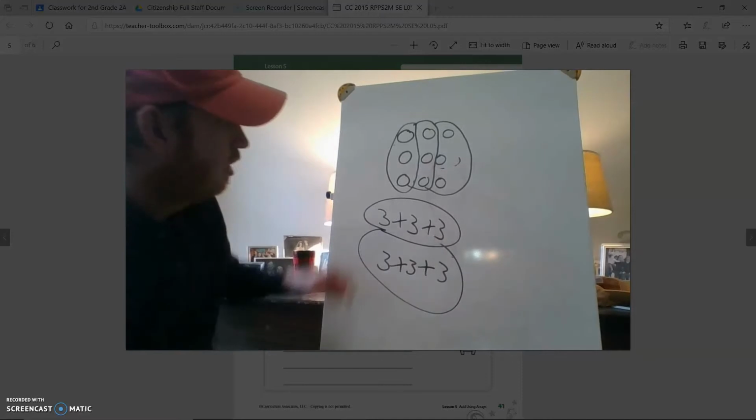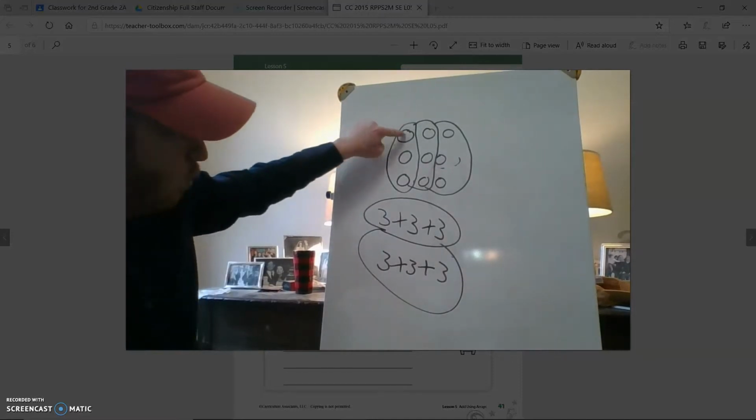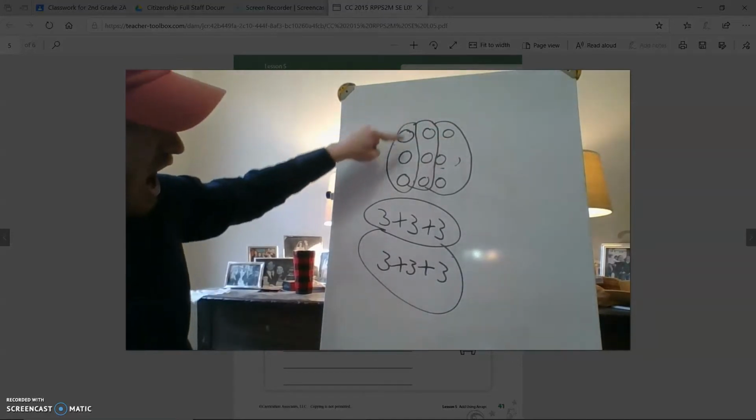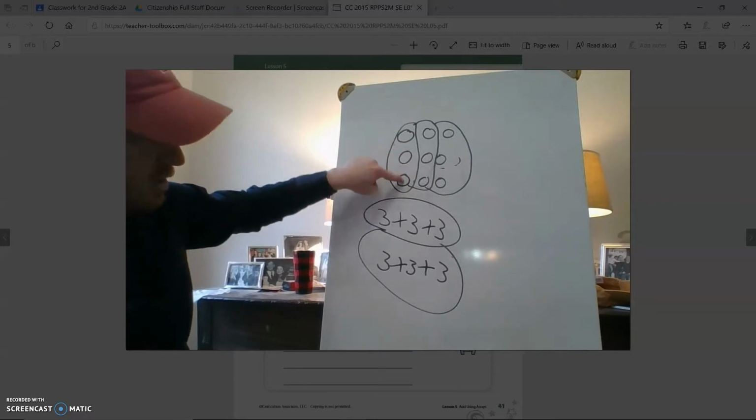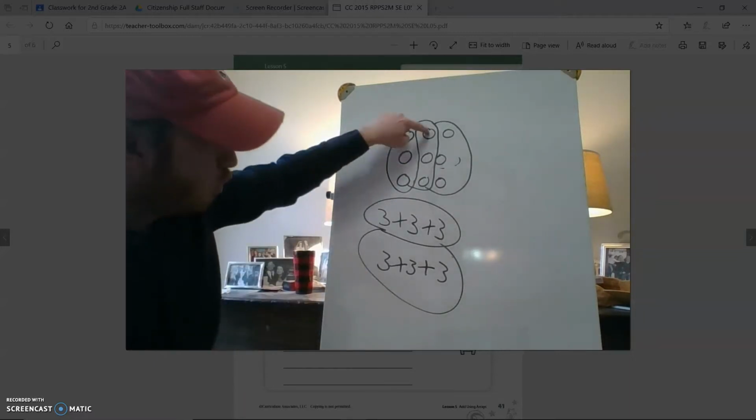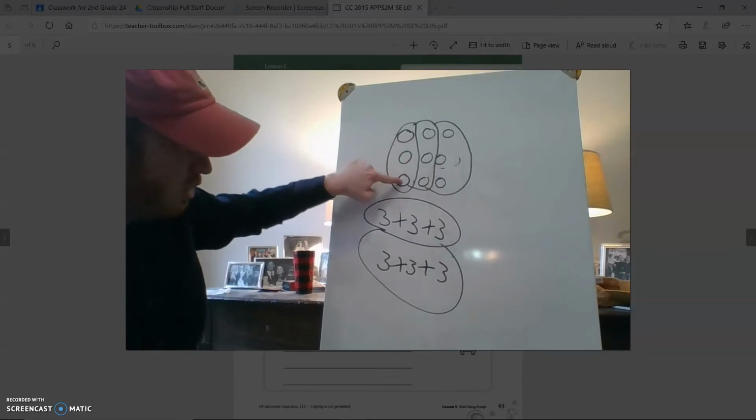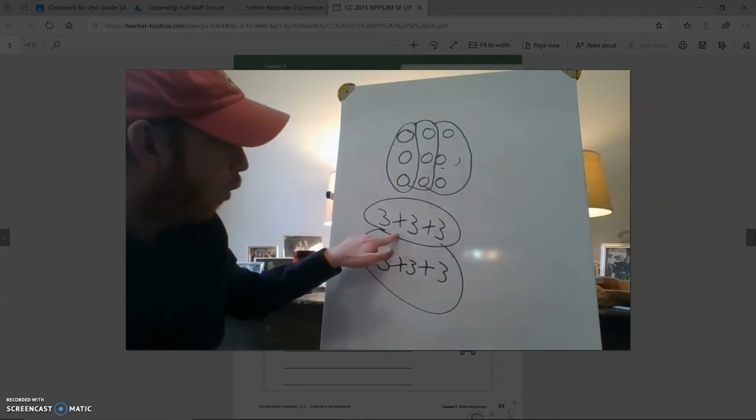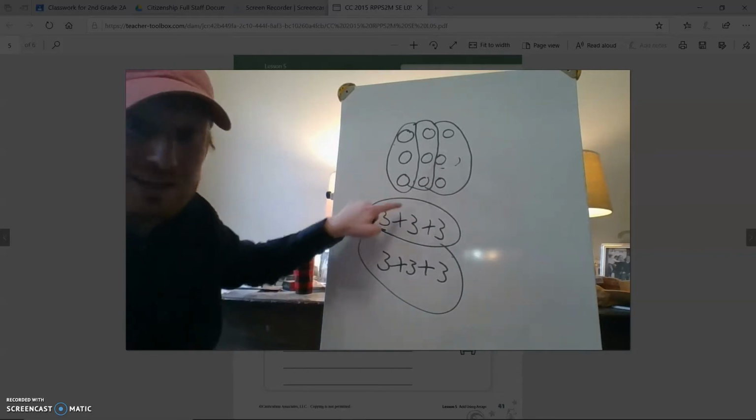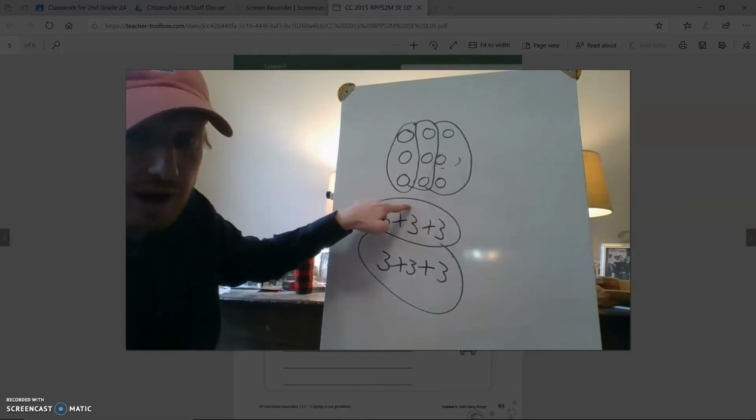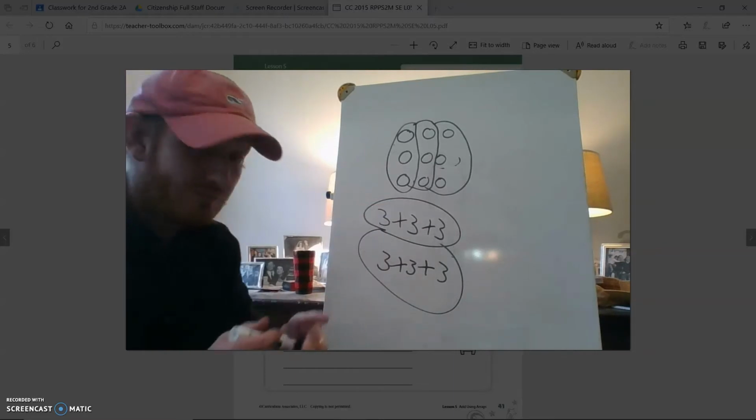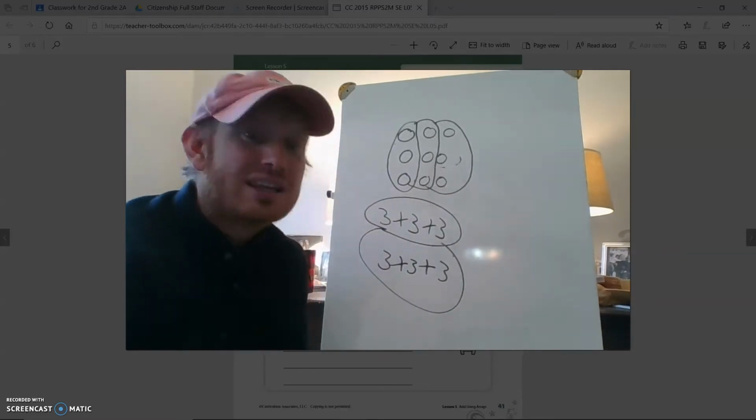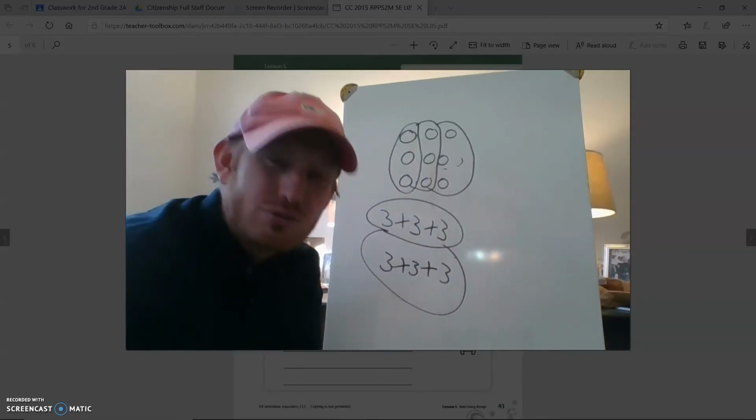And again, our rows had 1, 2, 3, and our columns had 1, 2, 3. And so when our rows and our columns are the same, we're only going to have one number sentence because it's the same either way. All right, this was a little bit of a shorter lesson, but it was a really important one.